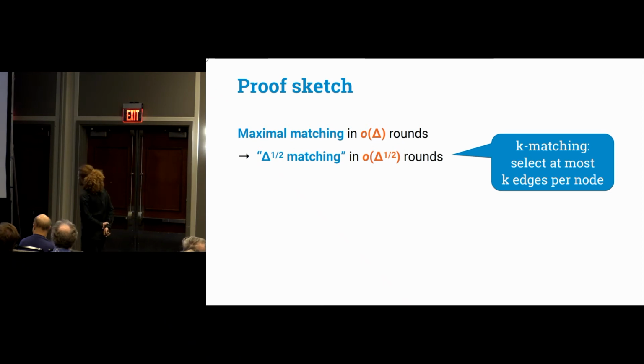And root delta matching is basically the same as maximal matching, just each node that is matched is allowed to be matched to up to root delta neighbors. Okay? If you're an unmatched node, all of your neighbors have to be matched. But if you're a matched node, you can have up to root delta of your incident edges to be in the matching.